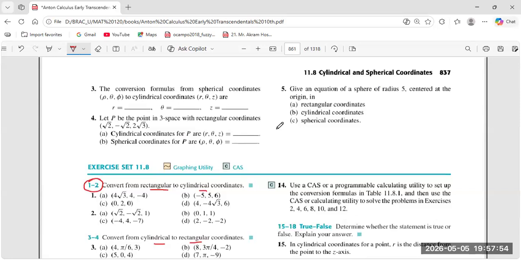So this is our transformation of coordinates chapter. If anyone has any question, please ask me now.